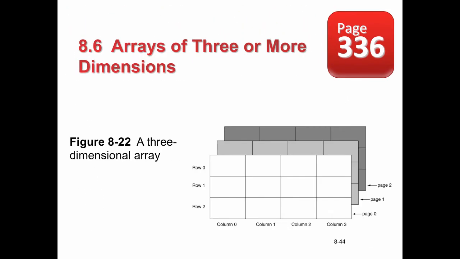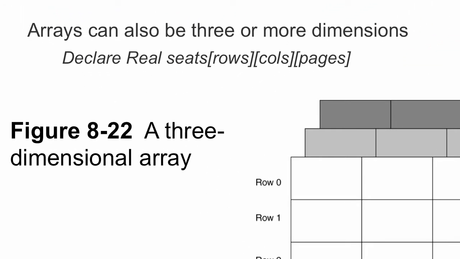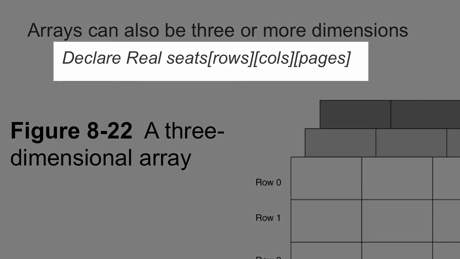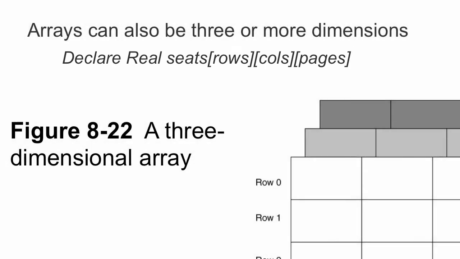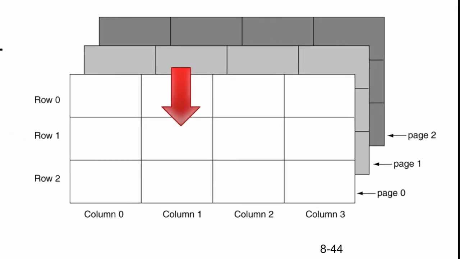Well, on that same vein, we can have a multi-dimensional array. So in this particular case, we're going to have more than one dimension, and we're going to declare a real array named seats. And you notice we got that same thing, RC, rows and columns, but now we've added pages. So we locate the row, we locate the column, and then we locate the in-depth page. So if we were to look at row 1, column 1, page 0, it'd be right there.